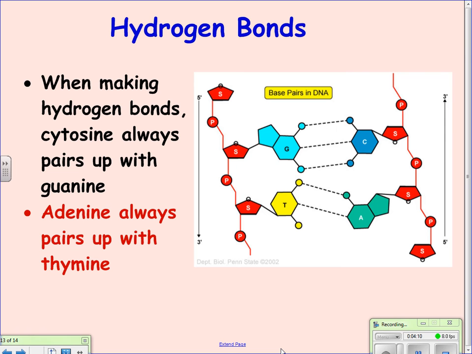Now, when making hydrogen bonds, this is where those purines and pyrimidines come into play. Purines will only hydrogen bond with pyrimidines, and they will only hydrogen bond with certain types. So when making hydrogen bonds, cytosine will always pair up with guanine, and adenine will always pair up with thymine.